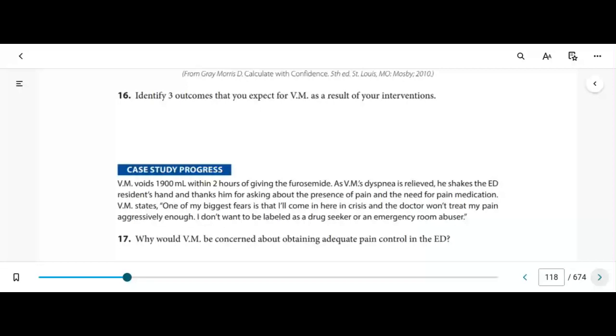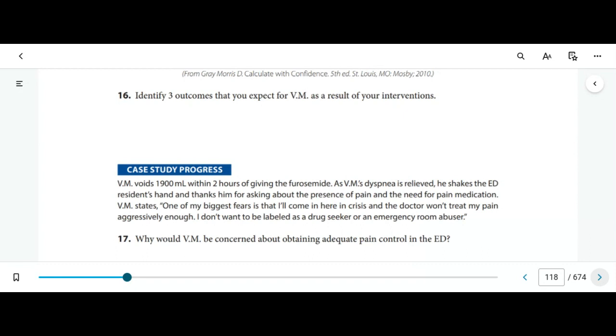Yeah, we want that O2 sat to go up, right? And a lower heart rate. Yep. Cool. So he goes to the bathroom. His dyspnea is better. He shakes the resident's hand and thanks him for asking if he was in pain.